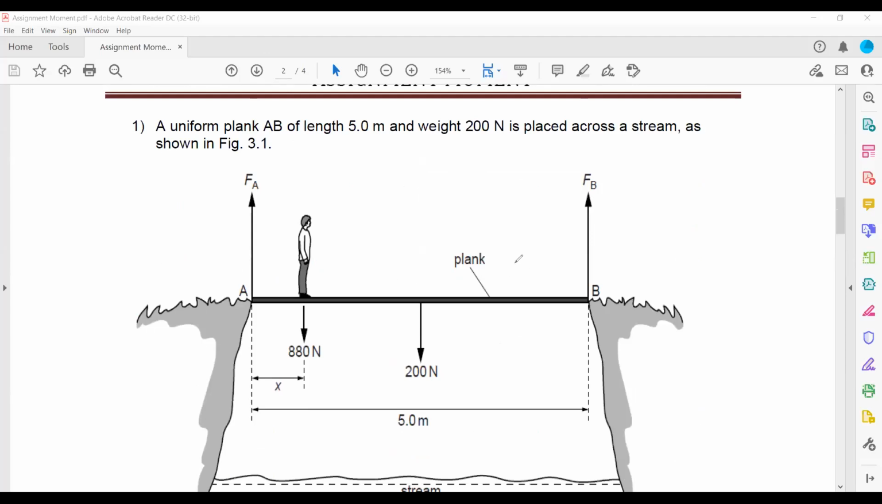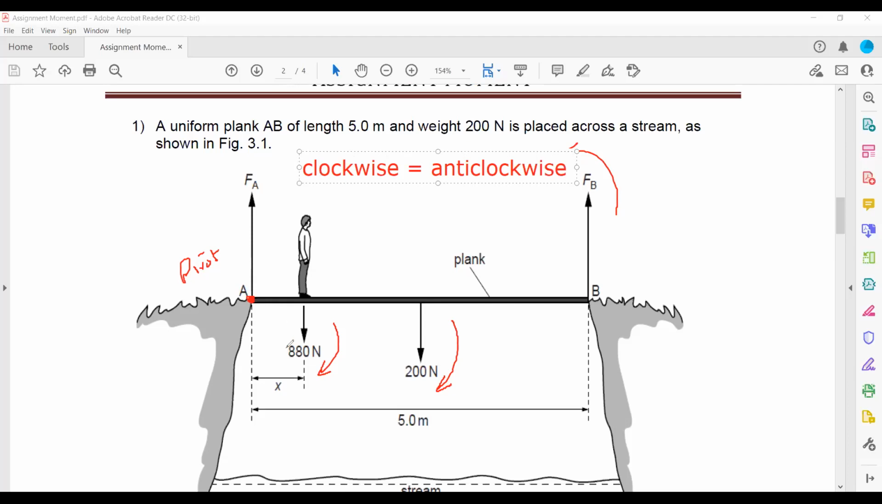So it's up to you. Any one of them you can consider as pivot, but we need Fb. So if we need FB, we'll consider A as a pivot. If A is a pivot, 880 will cause clockwise moment, weight of the plank will cause a clockwise moment, and the vertical upward force from the ground will try to cause an anti-clockwise moment. But because it is balanced or in equilibrium, we can say the clockwise moment is equal to the anti-clockwise moment.